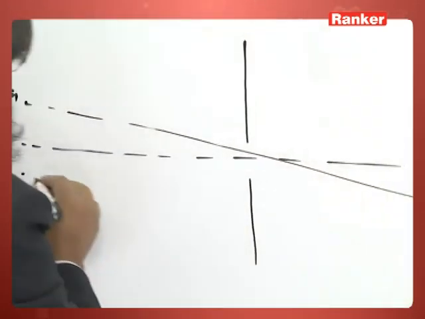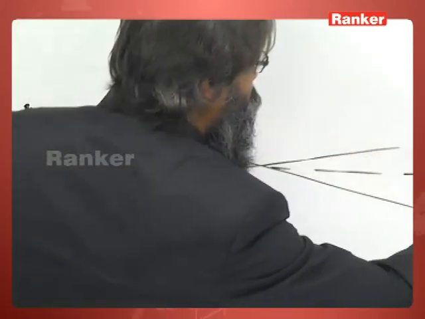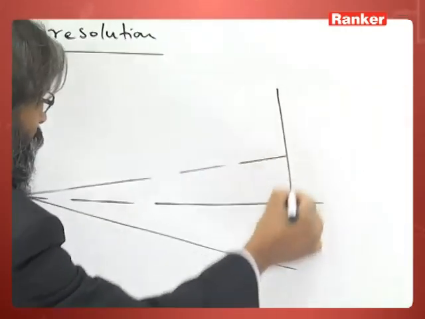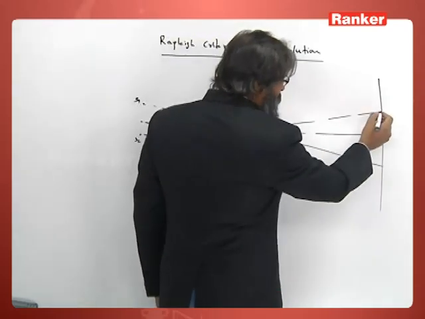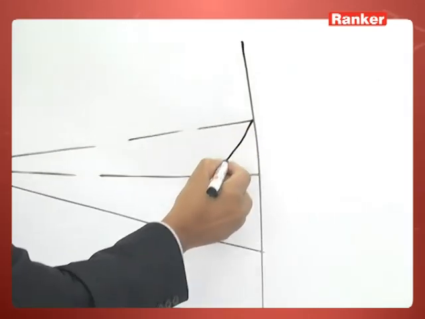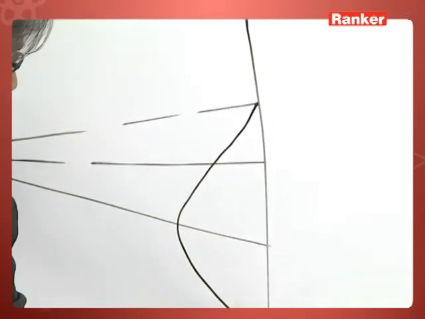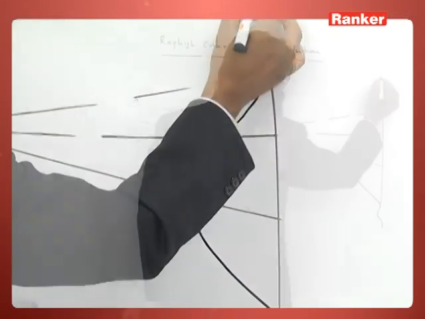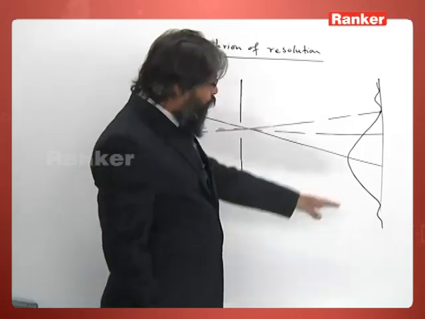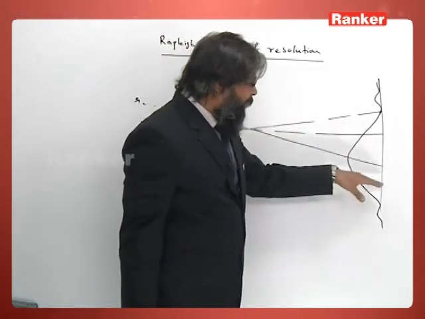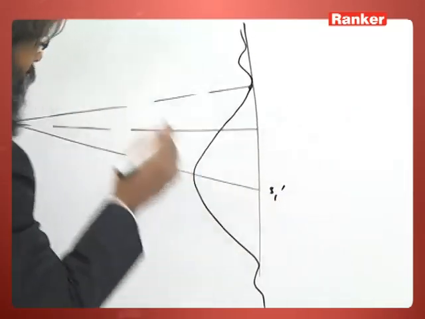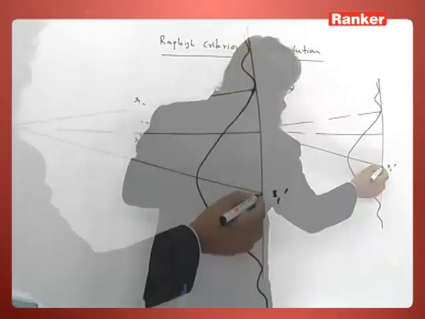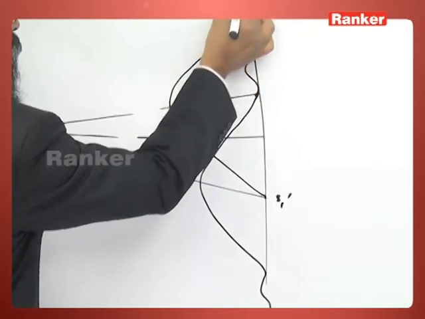So one is, so here we have this screen. Now according to Rayleigh criteria, suppose this is the intensity profile, the Airy pattern of S1. So this is S1 dash, and what about S2? It is again something like this.